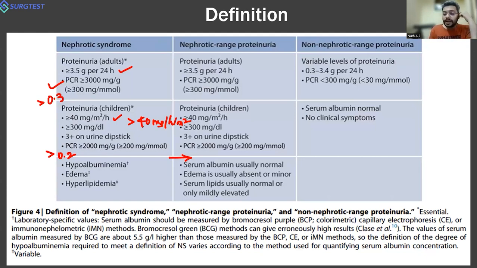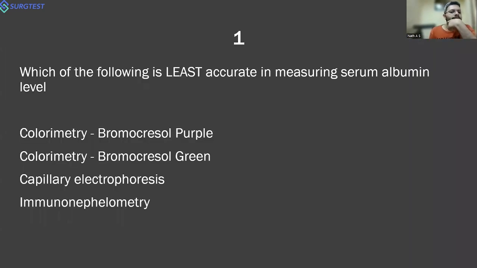Now, one more difficult MCQ that can come. Take a look at the footnote. They have recommended methods to measure the serum albumin. There are different methods of measuring serum albumin, so that's the difficult MCQ you can get. The first MCQ for today: which of the following is the least accurate in measuring serum albumin level? This is a slightly tough question, probably something you don't expect in the NEET SS exam because it's not really Harrison based. But which of the following is the least accurate?